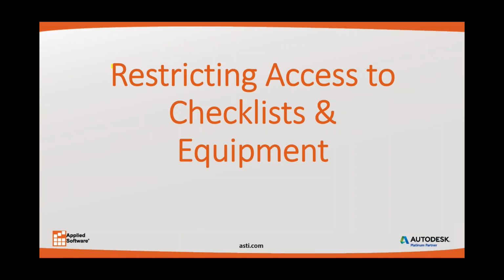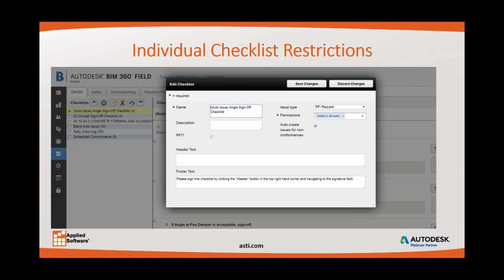So let's talk about our last piece here, which is restricting access to checklists and equipment. So remember we've added in our checklist. We've empowered our subcontractors to be able to access that information. We've also done this with equipment. We do have the ability as project administrators to set the permissions for those individual checklists. So you can see here under the checklist section, we actually have this one right here set as visible to all users.